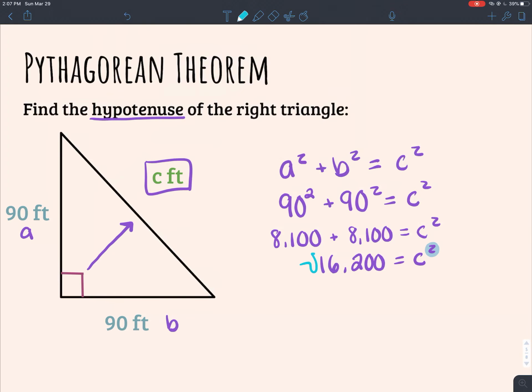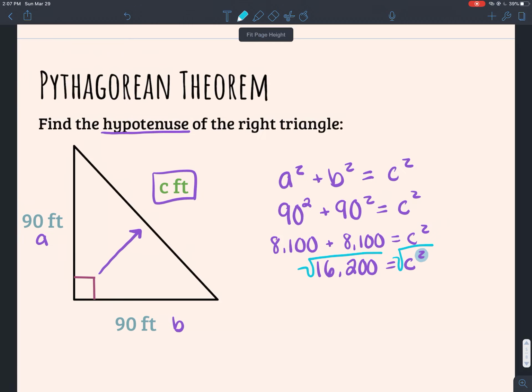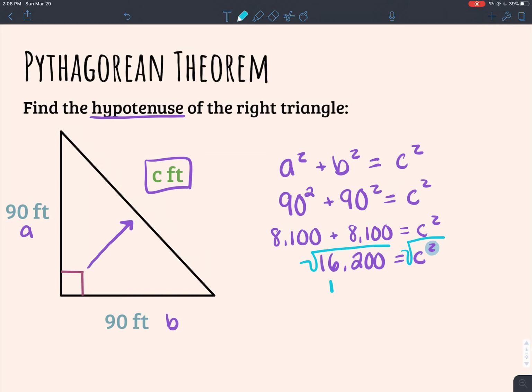And so if we take the square root of this, hold on, I need my calculator, I'm going to type it in and do square root. And so what happens is I get the number 127 and it gives me 279. What I'm going to do is round that to 0.3, and I'm going to say that's my c. So this is 127.3 feet all together.